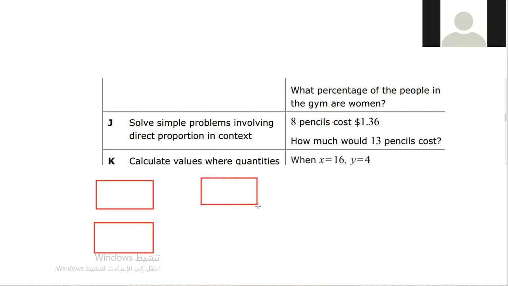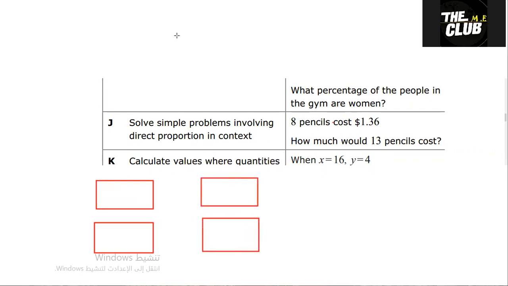For the pencil column, you would put 8, and for the cost, I put the money here. 8 pencils, money is 1.36. You get the idea. How many pencils for 13 pencils? How much money? I cross multiply.